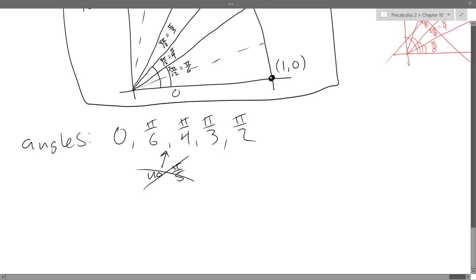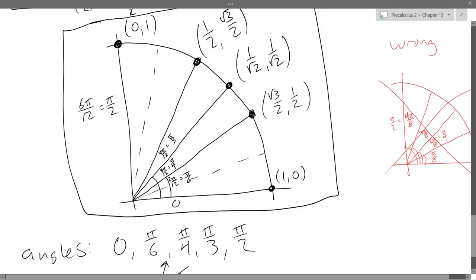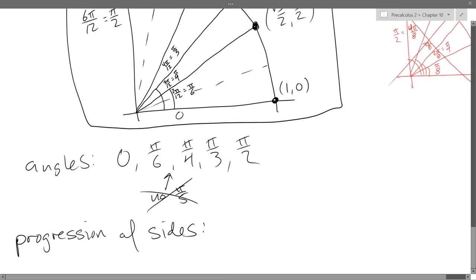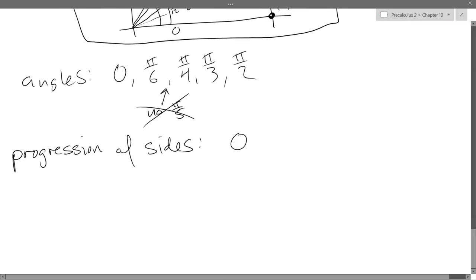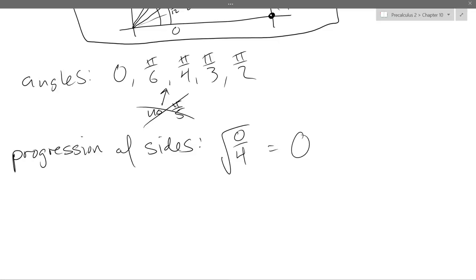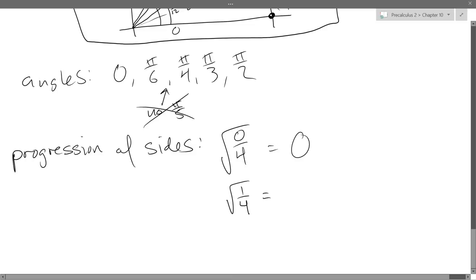So let's see the progression of the sides. There is a pattern to this. It's definitely not obvious. How in the world do we get this pattern? We'll go small to big, so I'll go from 0 to 1. What I'm going to do is square root 0 over 2, which of course is 0. Actually, let me write this a little differently, it'll be a little faster to reduce. Same thing, but we'll do square root of the whole fraction 0 over 4. So that is 0. And then we'll do square root 1/4. What does square root 1/4 reduce to? That'll be 1/2.